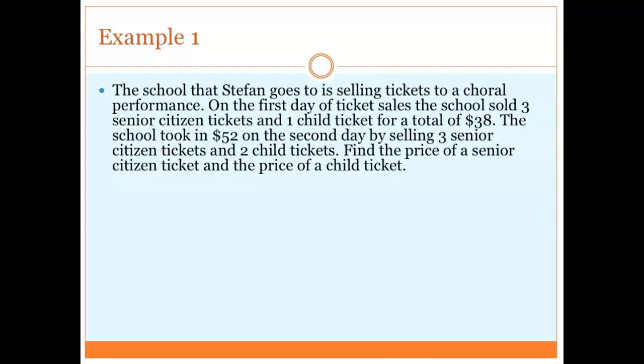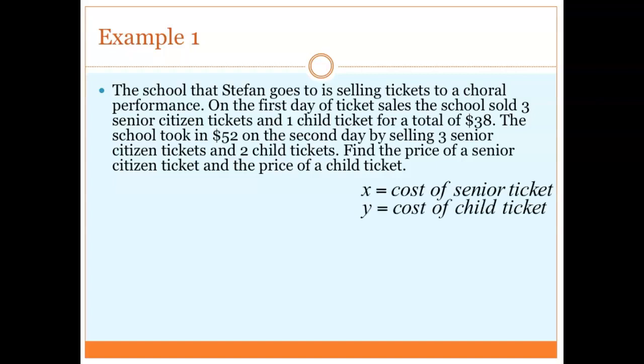The school that Stefan goes to is selling tickets to a choral performance. On the first day of ticket sales, the school sold 3 senior citizen tickets and 1 child ticket for a total of $38. The school took in $52 on the second day by selling 3 senior citizen tickets and 2 child tickets. Find the price of a senior citizen ticket and the price of a child ticket. So since we can see right away, it's asking you for the price of a senior citizen ticket and the price of a child ticket, then let's go ahead and make those x and y.